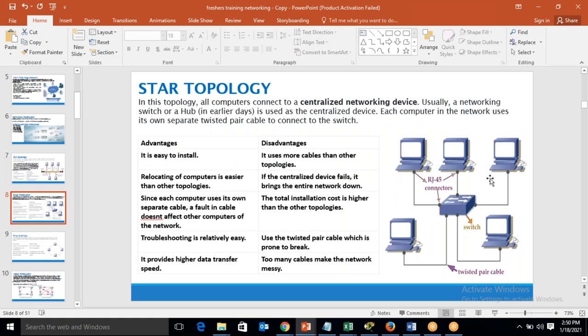Coming to the next topology, which is called the star topology. Let us see what this is. In this topology, all computers connect to a centralized networking device. Which is the centralized networking device? Basically, it's a hub or a switch.